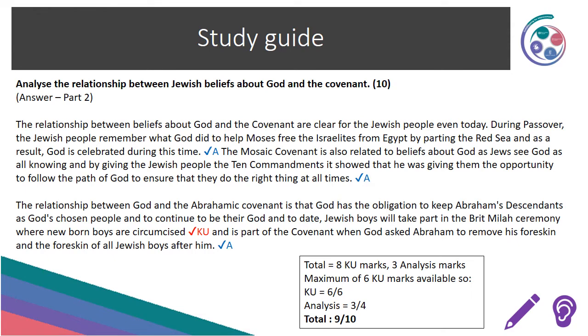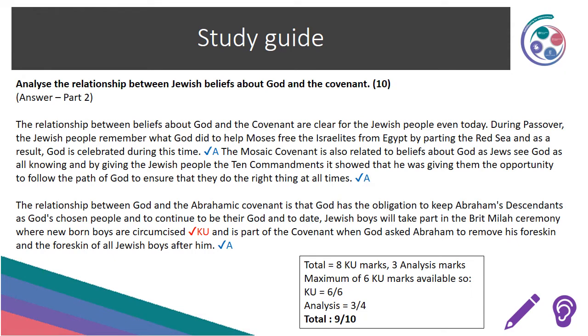some information about the covenant and what actually is contained there. The analysis comes after that and is part of the covenant when God asked Abraham to remove his foreskin and the foreskin of all Jewish boys after him. So again, that's showing a consequence of that belief. Okay, that's what Jews do because of that belief about the covenant.